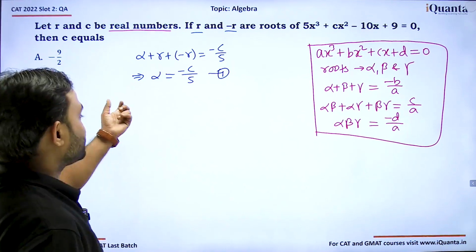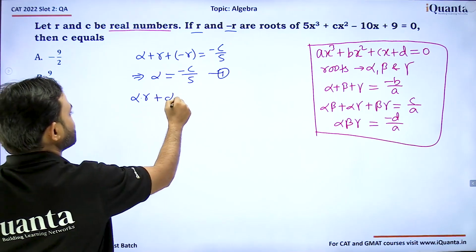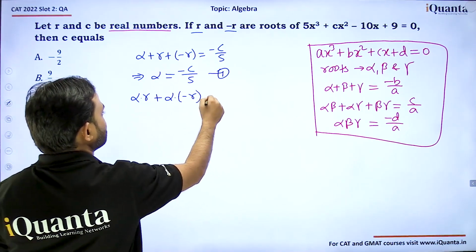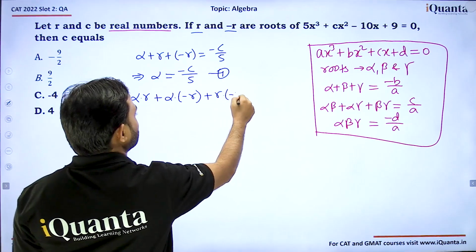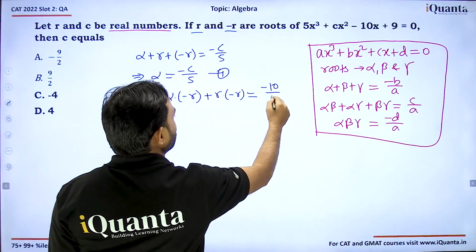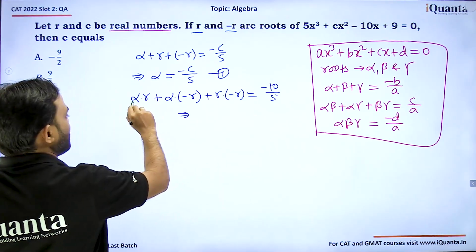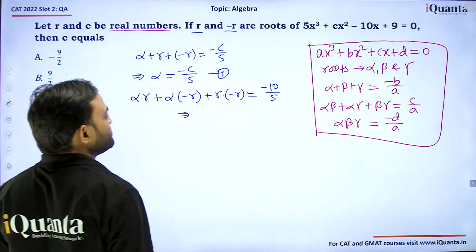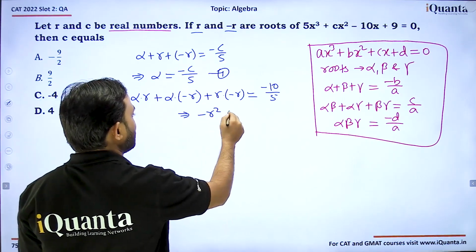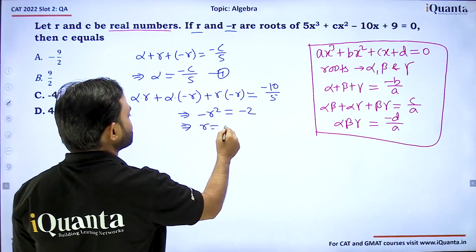Second, taking the product of 2 at a time, alpha into r plus alpha into minus r plus r into minus r will be equal to minus 10 upon 5. So from here again, alpha r minus alpha r will cancel out and we get minus r square is equal to minus 2, or r square is equal to 2.